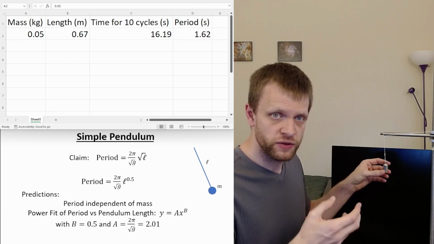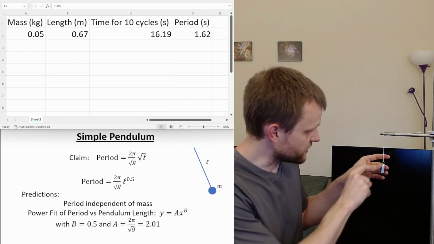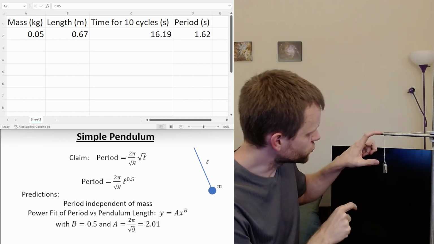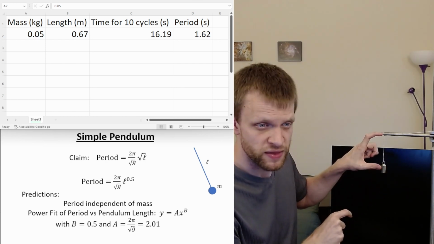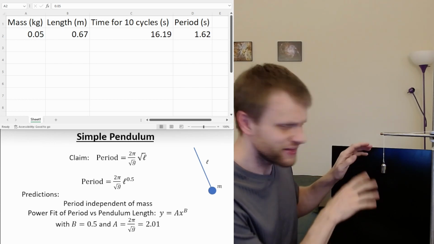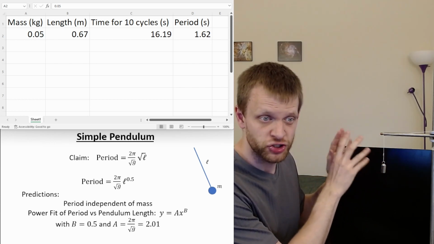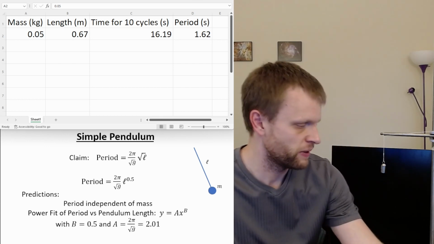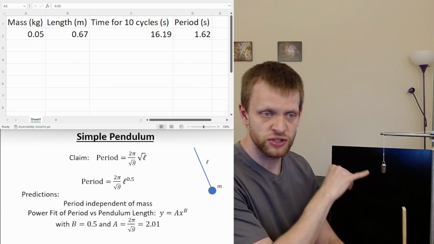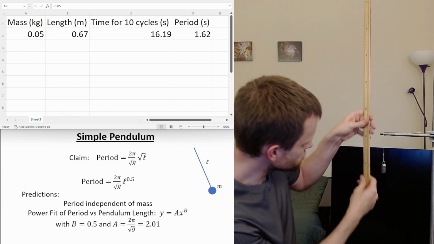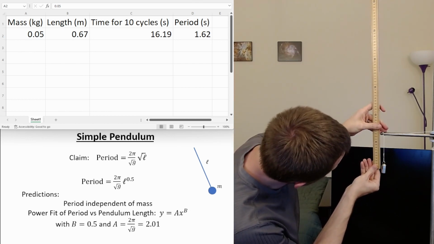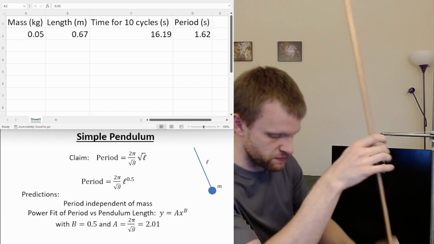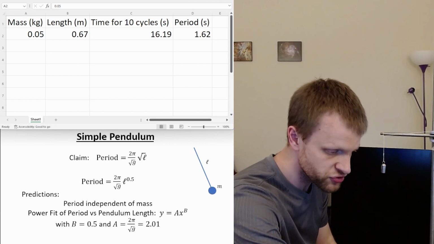Also, for this simple pendulum model, we said that the size of the mass itself, the length of that mass itself, should be fairly small compared with the length of the string. And this is about as far as I want to push that particular assumption. So this is going to be our smallest pendulum. I'm going to use 50 grams for all of these cases. And for this one, it looks like the length of that pendulum is 12 centimeters, so 0.12 meters.